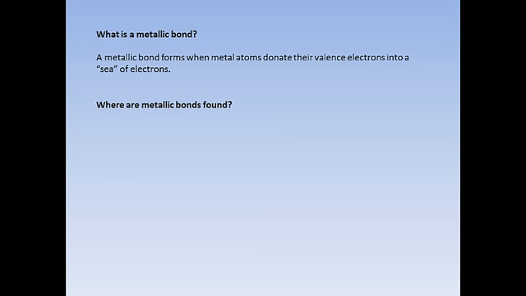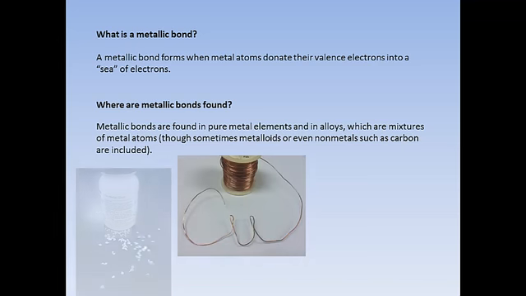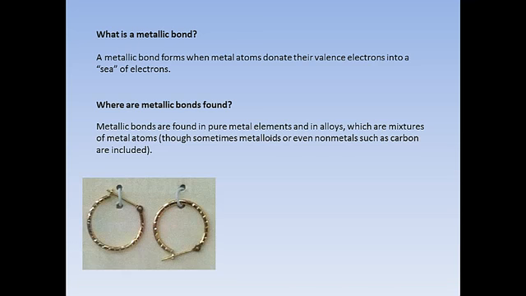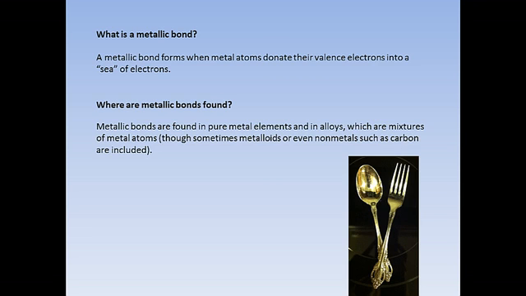Where are metallic bonds found? Metallic bonds are found in pure metal elements, such as tin, copper, and aluminum, and in alloys, which are mixtures of metal atoms. Examples of alloys include tin, karat gold, sterling silver, and stainless steel.